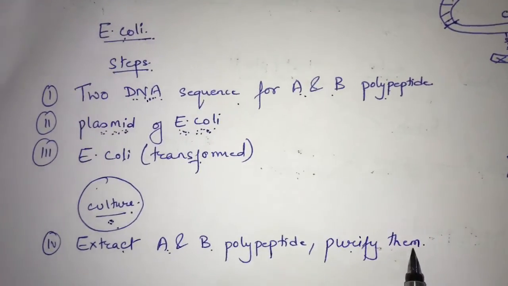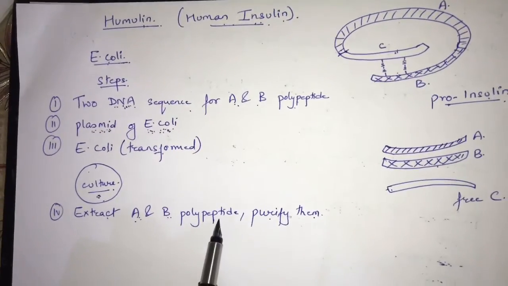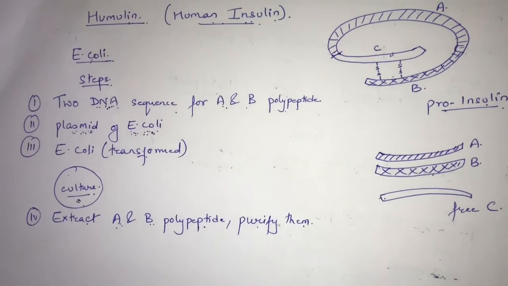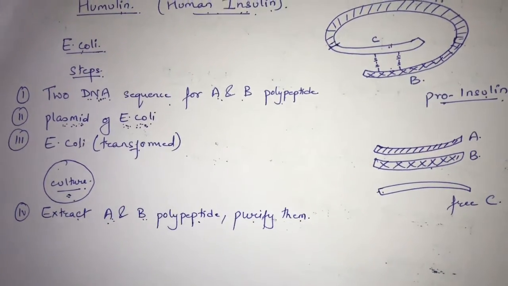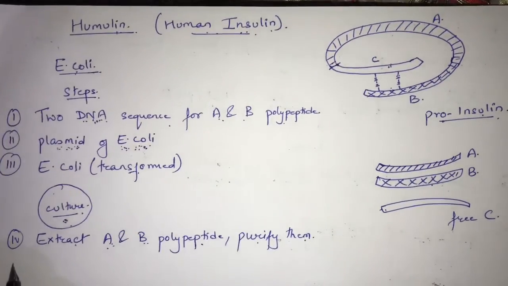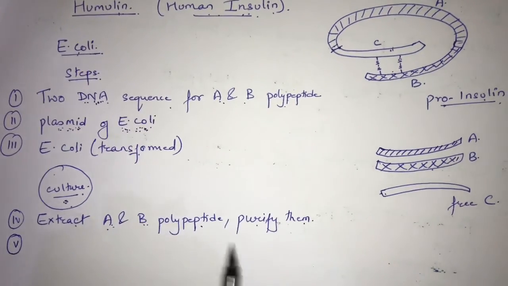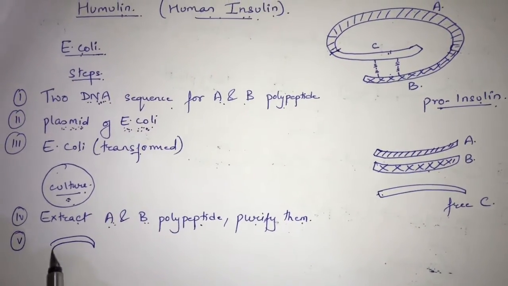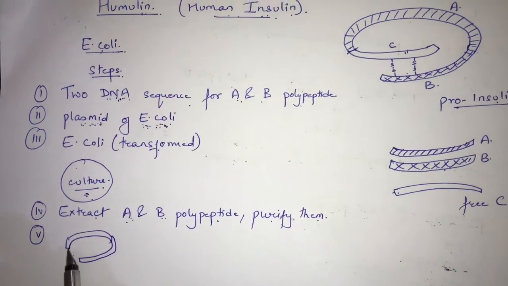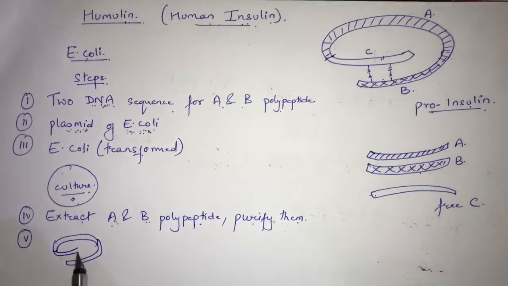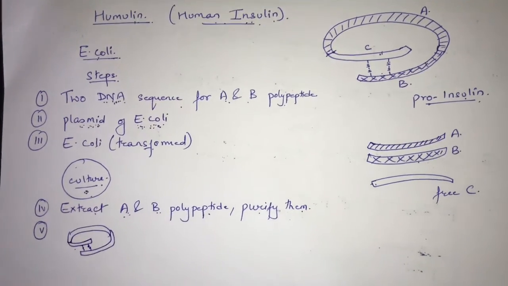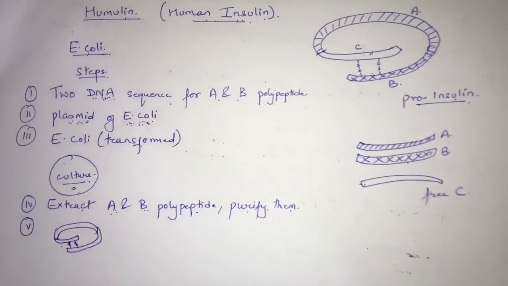Why do we need to purify them? Because they not only contain A and B polypeptide, but they also contain peptides of their own. So we need to purify them. Then combine them by creating disulfide bonds to form humulin. Now at last we need to combine this A and B polypeptide with the C polypeptide by using disulfide bonds, S-S.